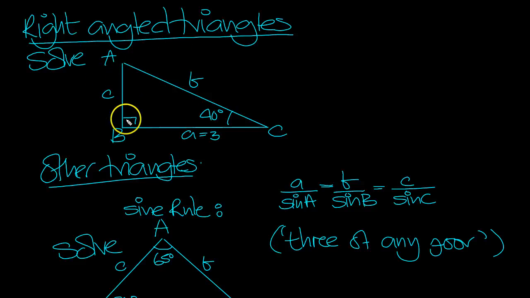Right angle triangles then, solve this triangle. We know the angles add up to 180, so the easiest thing to get is this angle here. This is 90, so these two must add up to 90, so this must be 50 degrees.